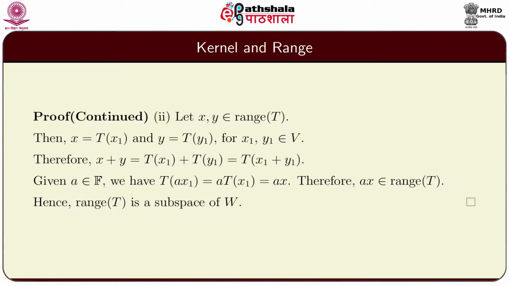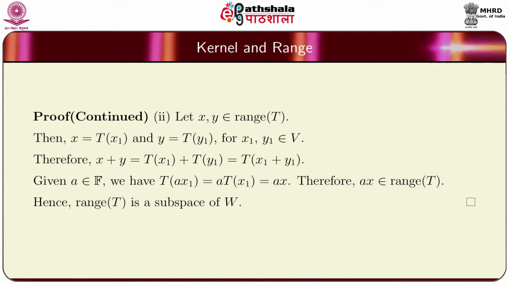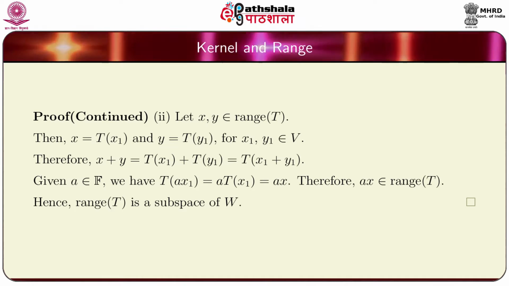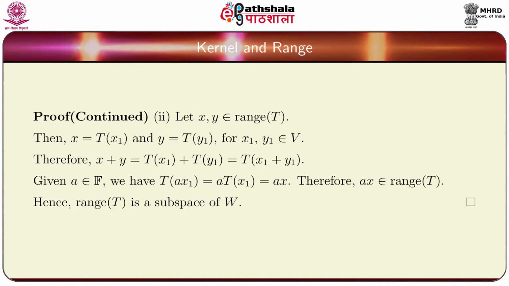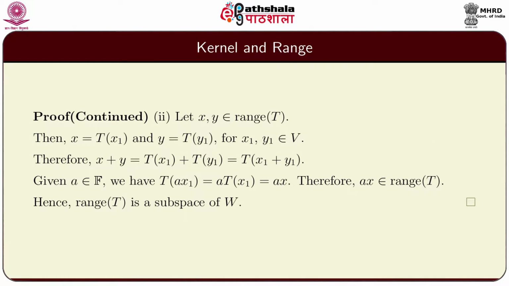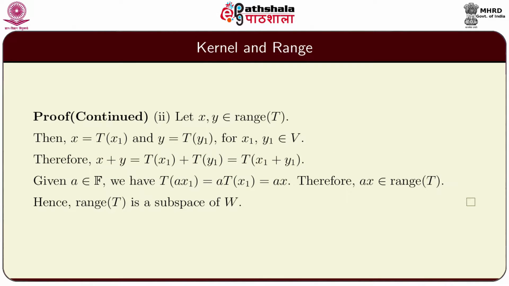Again, the range of T, which is a subset of the vector space W, is also non-empty because the 0 vector would surely lie there. And now to prove that range of T is a subspace of W, we start with two vectors x and y. Then x can be written as T of x1 and y can be written as T of y1 for some vectors x1, y1 in V. And therefore, x plus y can be written as T of x1 plus T of y1, which is T of x1 plus y1 by additivity of T.